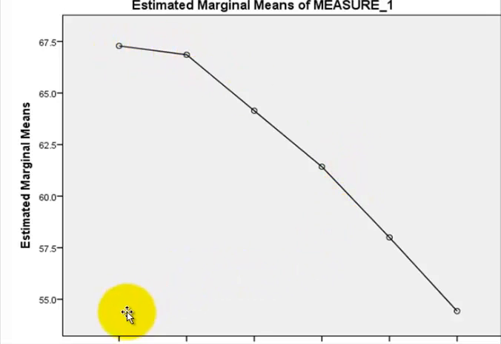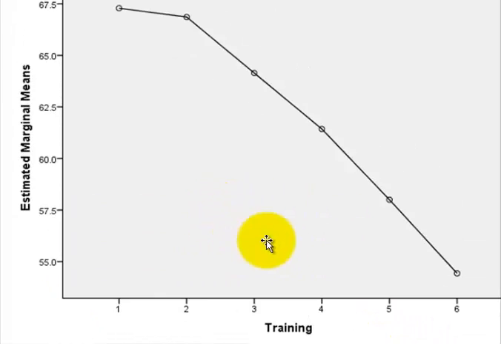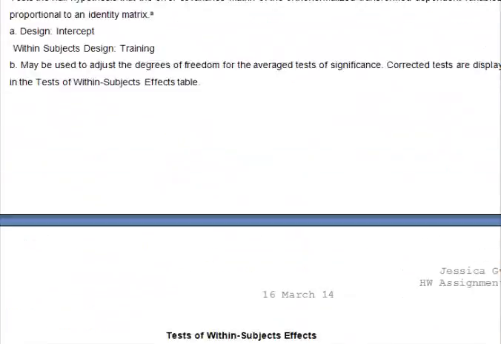And here are the means of the data. So the more training that was applied, the fewer number of complaints came in. This is a good picture of what's going on. So now let me go back up to your write-up.